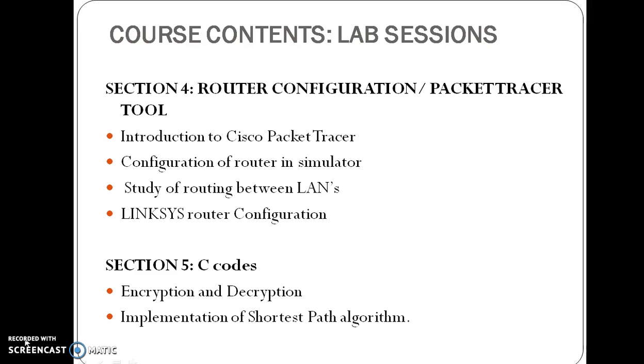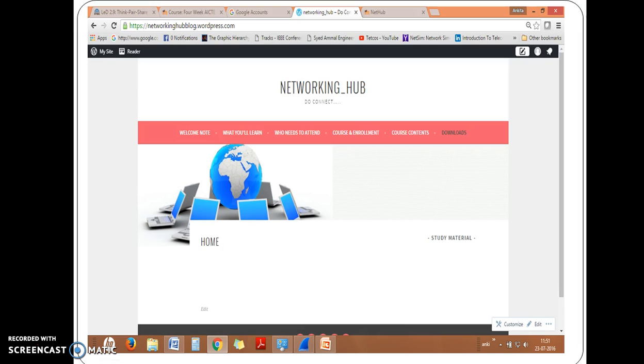Section 4 deals with router configuration, and here we'll also learn a tool for packet tracing. So we'll introduce you to a Cisco Packet Tracer tool, and we'll tell you how to configure a router in a simulator, and after that we'll configure actual hardware, a Linksys router configuration. The last section is on C codes. We'll deal here and learn certain C codes on encryption and decryption algorithms, and we'll also implement a shortest path algorithm by using C coding.